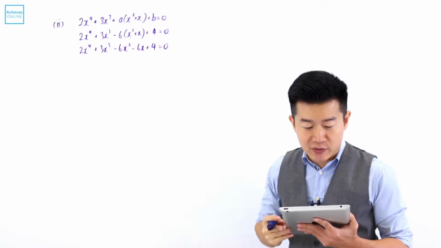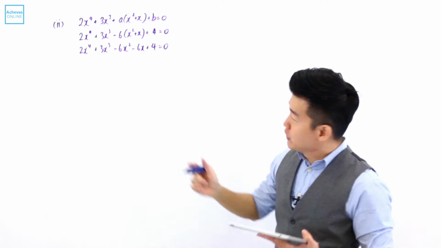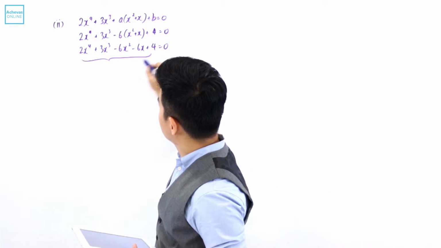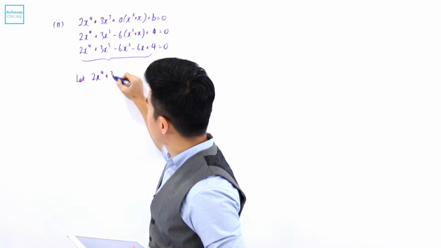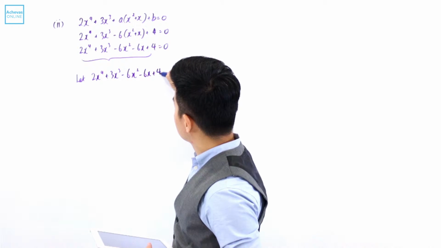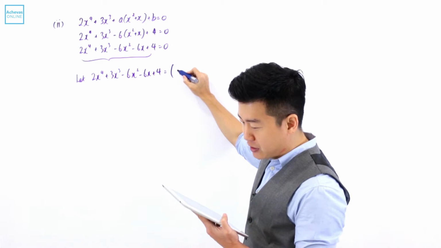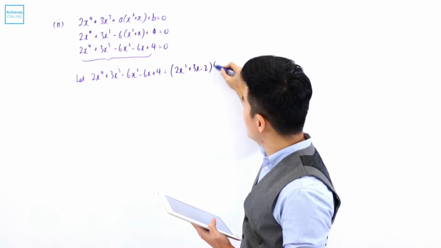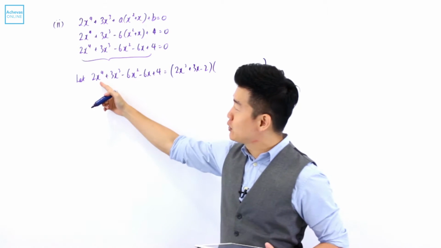And from part 1 of the question, we do know already a quadratic factor. So let's try to re-express this first. Taking this expression, I'm going to let 2x to the power of 4 plus 3x cubed minus 6x squared minus 6x plus 4 be equal to the quadratic factor from part 1 of the question, and that is 2x squared plus 3x minus 2 multiplied by another quadratic factor, because this is x to the power of 4.